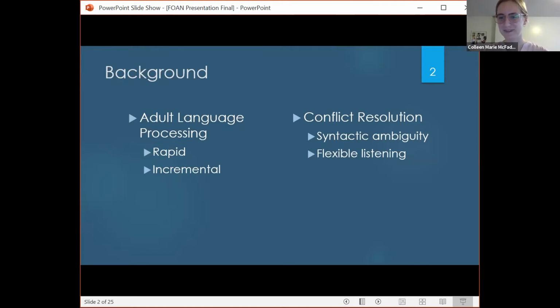Sometimes there are multiple different ways that a phrase can be interpreted, and we call this an ambiguous phrase. And because this ambiguity exists, adult language processing must be flexible, because when they make early commitments to the meaning of the sentence, they have to be able to revise that meaning when they hear the completed sentence.